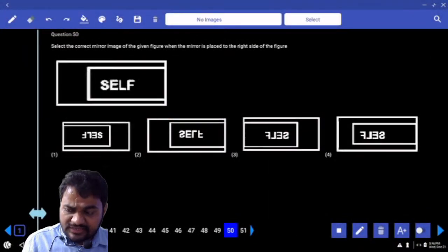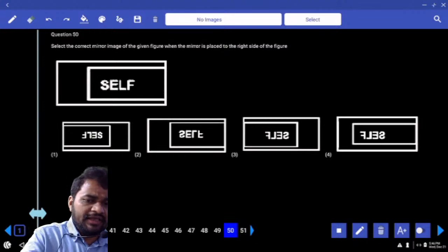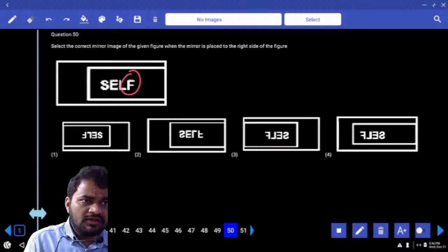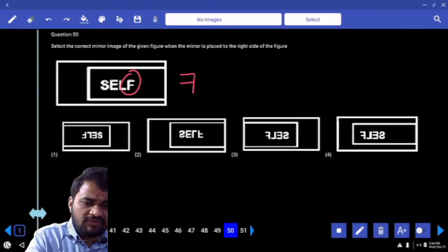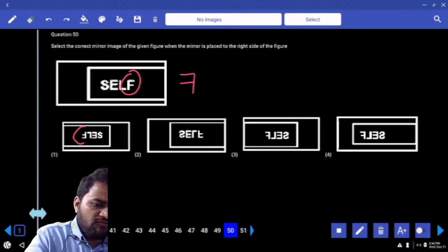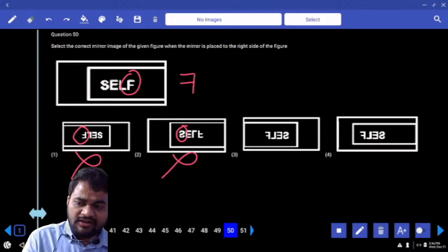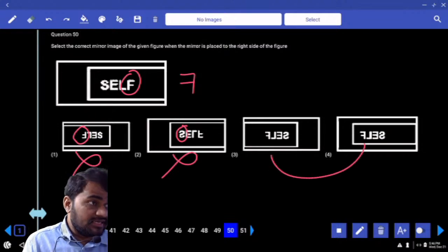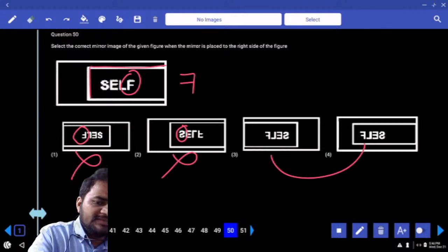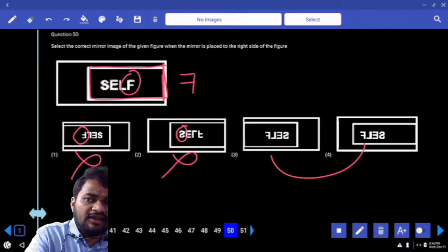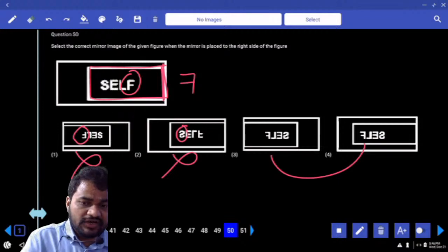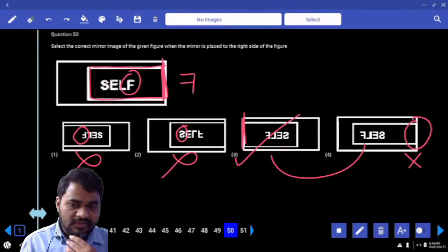So mirror image is to be identified, right? As it is F ending, answer must start with F itself. F, here F is reversed, so eliminated. It is not F, eliminated. We have 2 options, but if you observe this position, as this is on right side, that must come to left side, but it is on right side, eliminated, hence option number 3. That's it. Thank you.